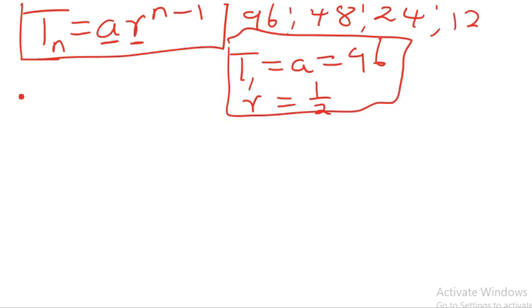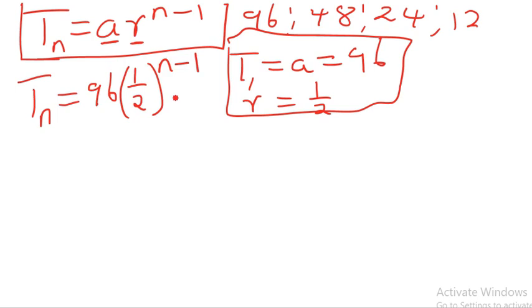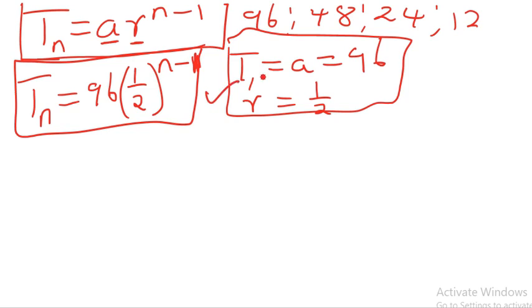Let's do the substitution. Tn is equal to our a, which is 96, and then our r is 1 over 2, to the power of n minus 1. So this is the formula that we were asked to find. We have it, we are done.